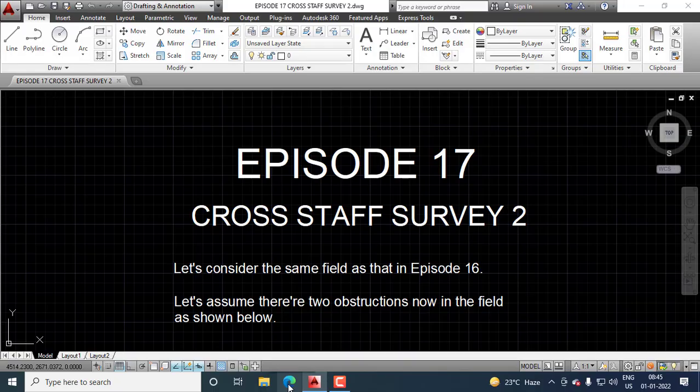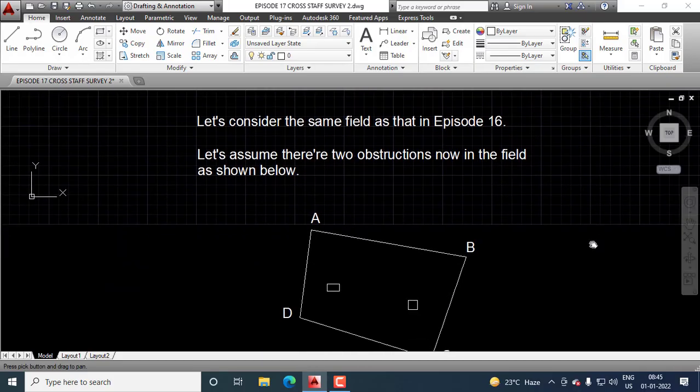This is episode 17, Crossstaff Survey 2. Let's consider the same field as that in episode 16. Let's assume there are two obstructions now in the field as shown below.